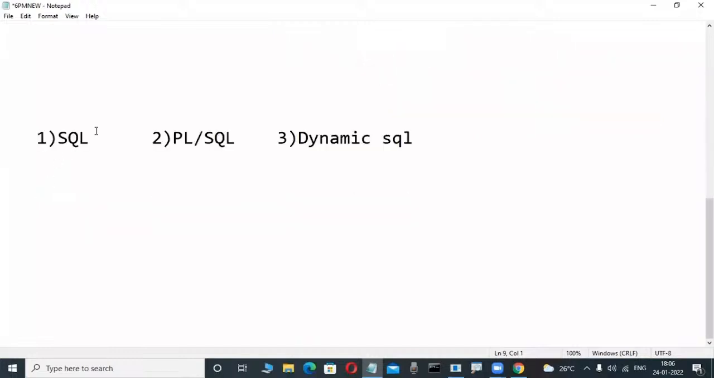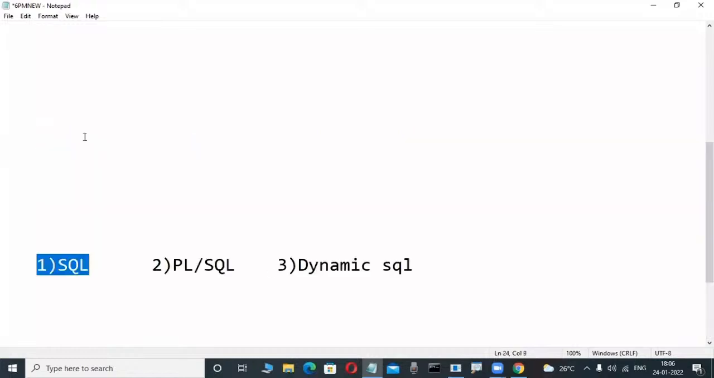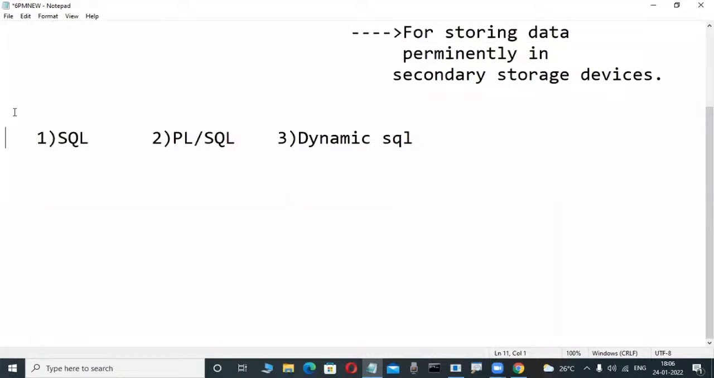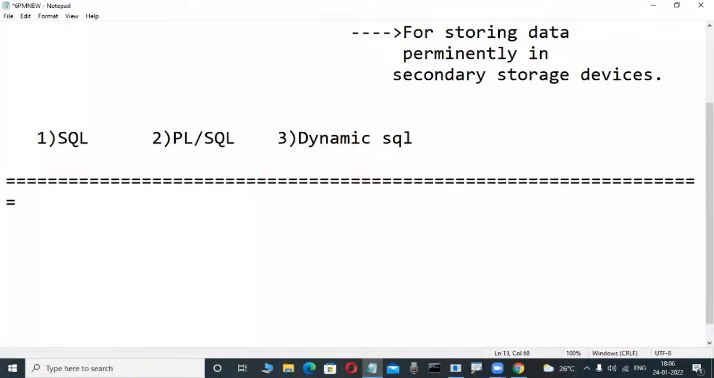Today I will tell you. For operating these data model products we are using SQL. But for the Oracle database product, if you want to operate it, we are using three languages: one is SQL, another one is PLSQL, and another one is dynamic SQL. Up to this point, we learned in the previous classes.